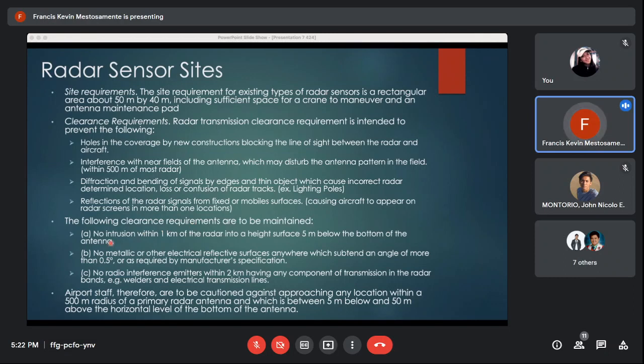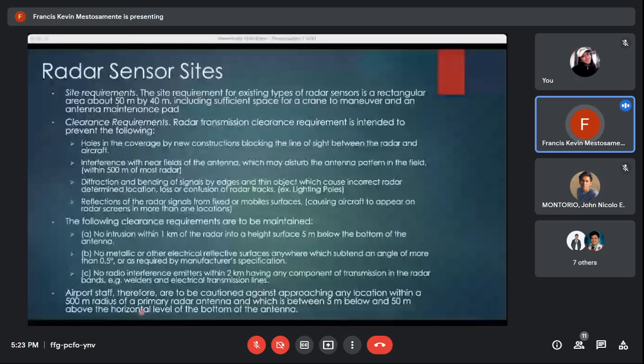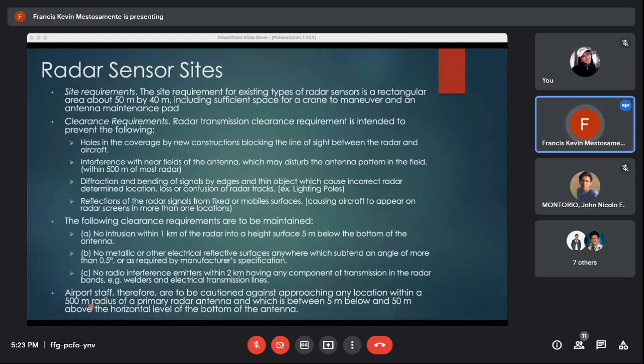So we got here following requirements to be maintained, self-explanatory naman, to mitigate these factors that will affect the radar sensor site. And one thing here, could also see airport staff are cautioned against any location within the 500-meter radius ng radar. So, dangerous, of course, same with other radars, dangerous din sa health ng mga personnel and airport staff. So, caution, especially unauthorized entry, bawal yan with our radar sensor sites. So, we got several radars. Example in the next slide.